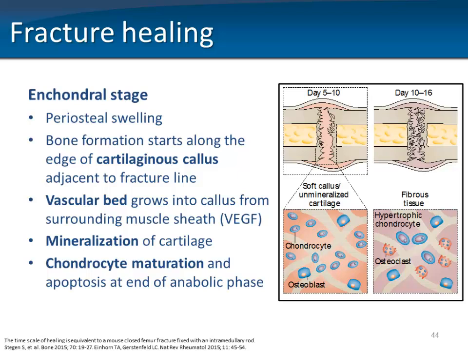The second step is the endochondral stage, where the cells that are there will start producing bone along the edge of a cartilaginous callus that is formed. There will be a very important vascular bed that provides all the nutrients to the site of fracture in order to promote healing, and then slowly mineralization will start to occur. At the end of the endochondral stage, chondrocytes will become mature, and they usually tend to become apoptotic at that time as well. And that is really the end of the anabolic phase.